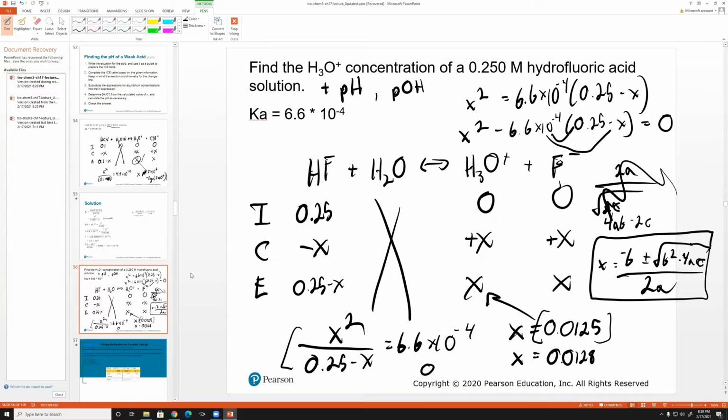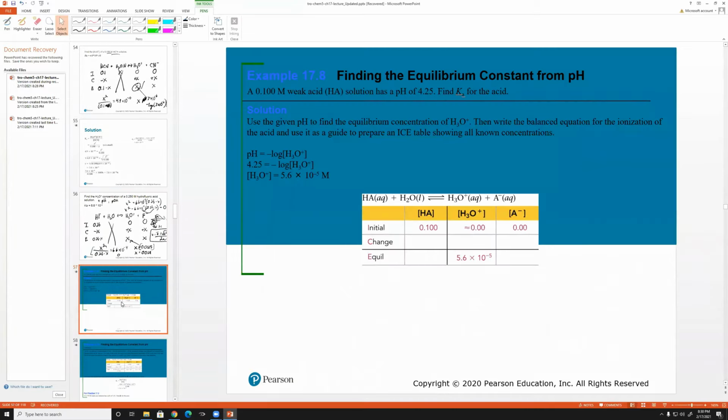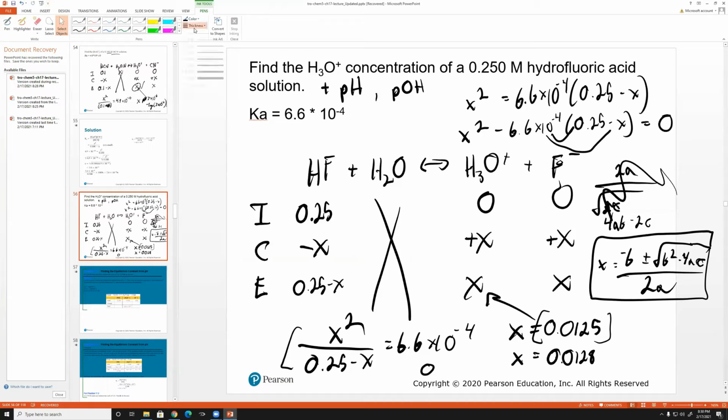Okay, any questions on that? Okay, we're almost done. Let's do this one. And then we'll talk about percent ionization. And then we didn't do the OH. Oh, sorry. So we have the pH. pH is what, 5? What did we get? 5.15 or something?